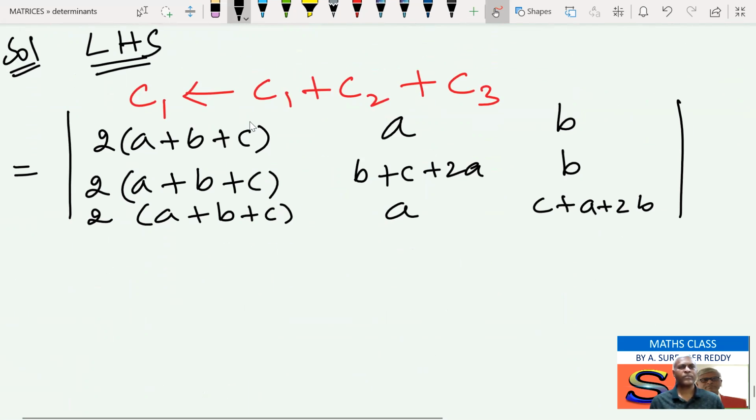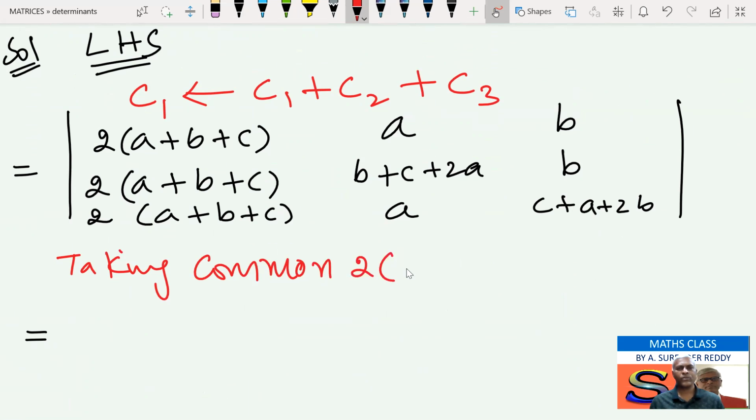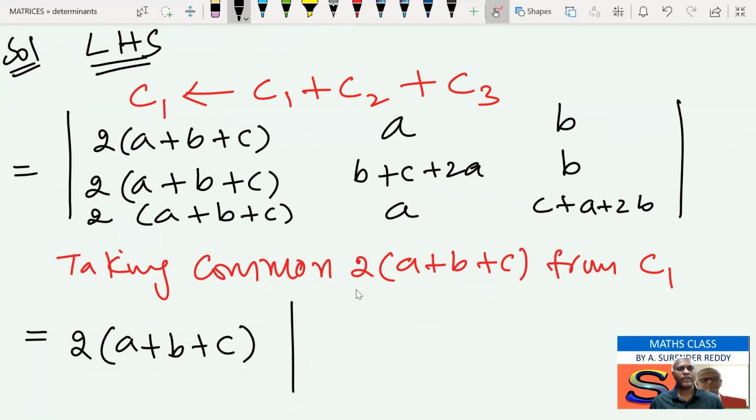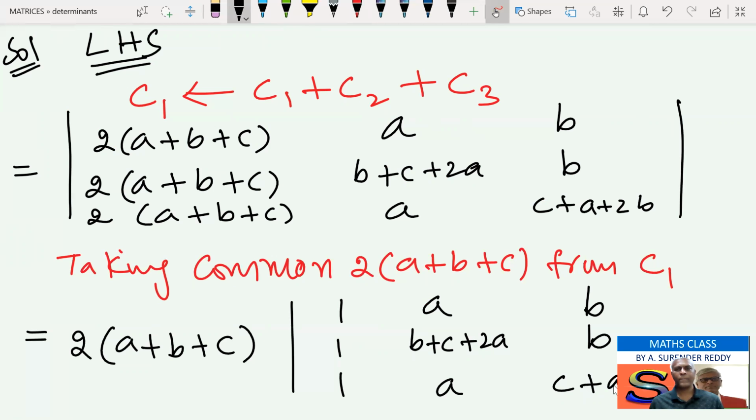ఇక్కడ C1 ఒకదాన్ని మార్చినాము. C1 C1 plus C2 plus C3 మూడు కలిపి C1 గా రాసుకున్నాం. కాలమ్ ట్రాన్స్ఫర్మేషన్. ఇందులో నుంచి టేకింగ్ కామన్. నౌ టేకింగ్ కామన్ 2 into a plus b plus c from C1. మొదటి నిలువు వరుస నుంచి దీన్ని కామన్ తీస్తే సో 2 into A plus B plus C, remaining C ఇది 1 1 1 అవుతుంది. ఇది A B plus C plus 2A A B B C plus A plus 2B.